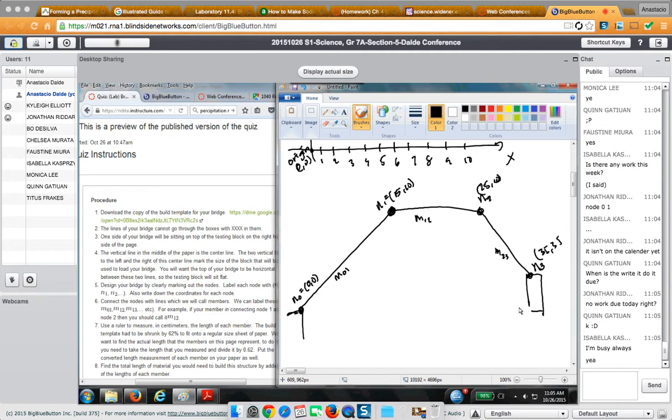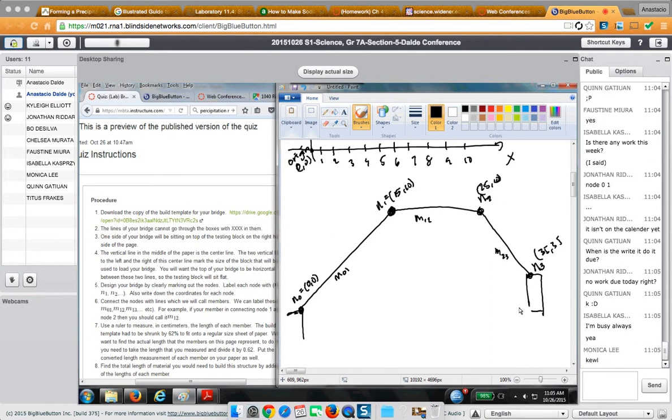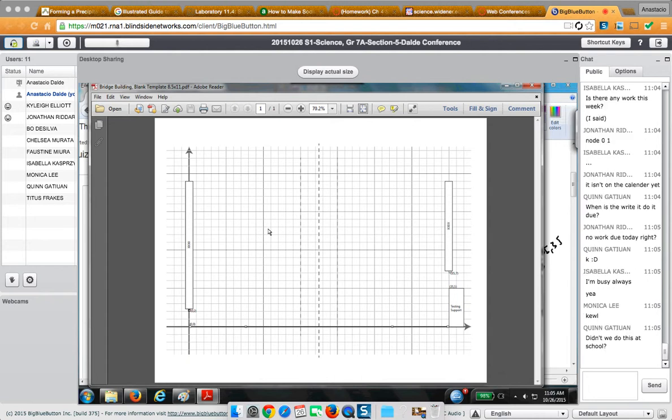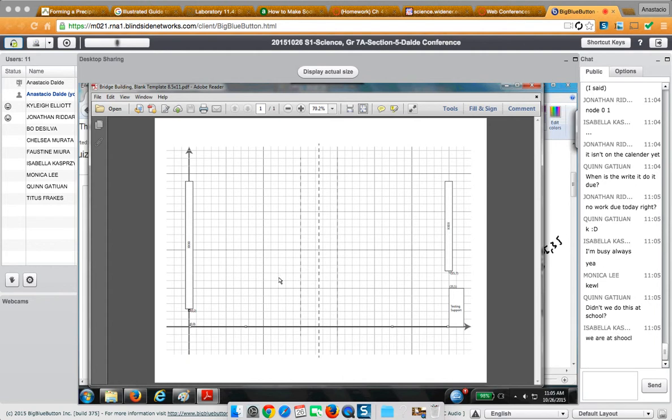Then what I want you to do is use a ruler and measure out the length that each of these things are in centimeters. I want you to take that number that you get, say it's 10 centimeters or something like that, and divide it by the number 0.62. And then I want you to add up all of that, and I want you to tell me what the total length of your bridge is. That's lab 1. Are there any questions, complications, etc.?